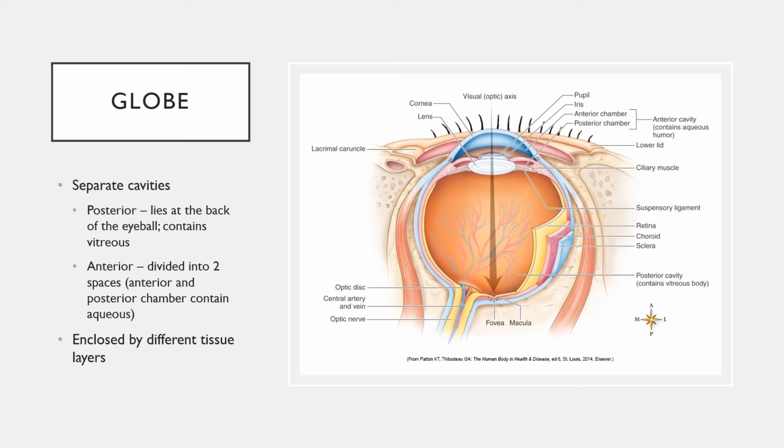Right, moving on to the globe. It does have separate cavities. The posterior lies at the back of the eyeball and contains vitreous humor. Remember, that is the very thick and gel-like humor that allows the globe to keep its shape. And then we have the anterior cavity that is divided into two spaces, the anterior and posterior chamber, and those contain aqueous humor. And they are enclosed by different tissue layers, as we can see here. Again, this is an image from your book. I know there's a lot of information on it, so you can refer to your textbook for this image.